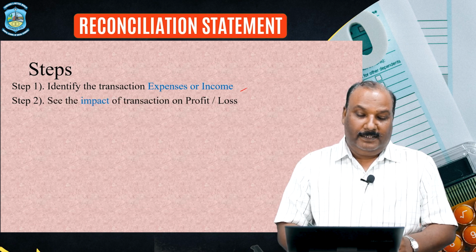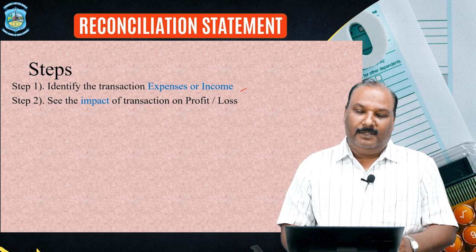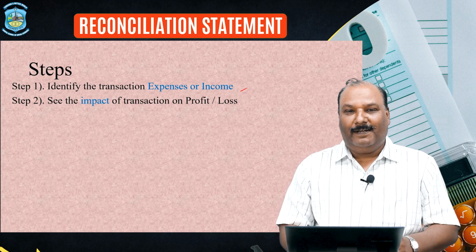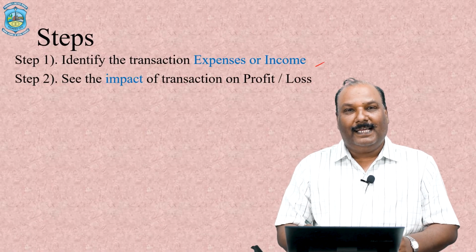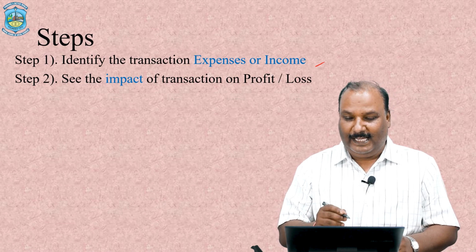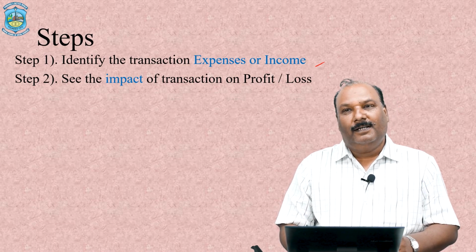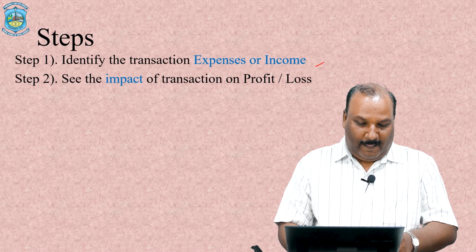The second step is to see the impact of the transaction on profit or loss. We have to identify that if it is an expense, the profit will decrease due to the expense. If it is income, the profit will increase.